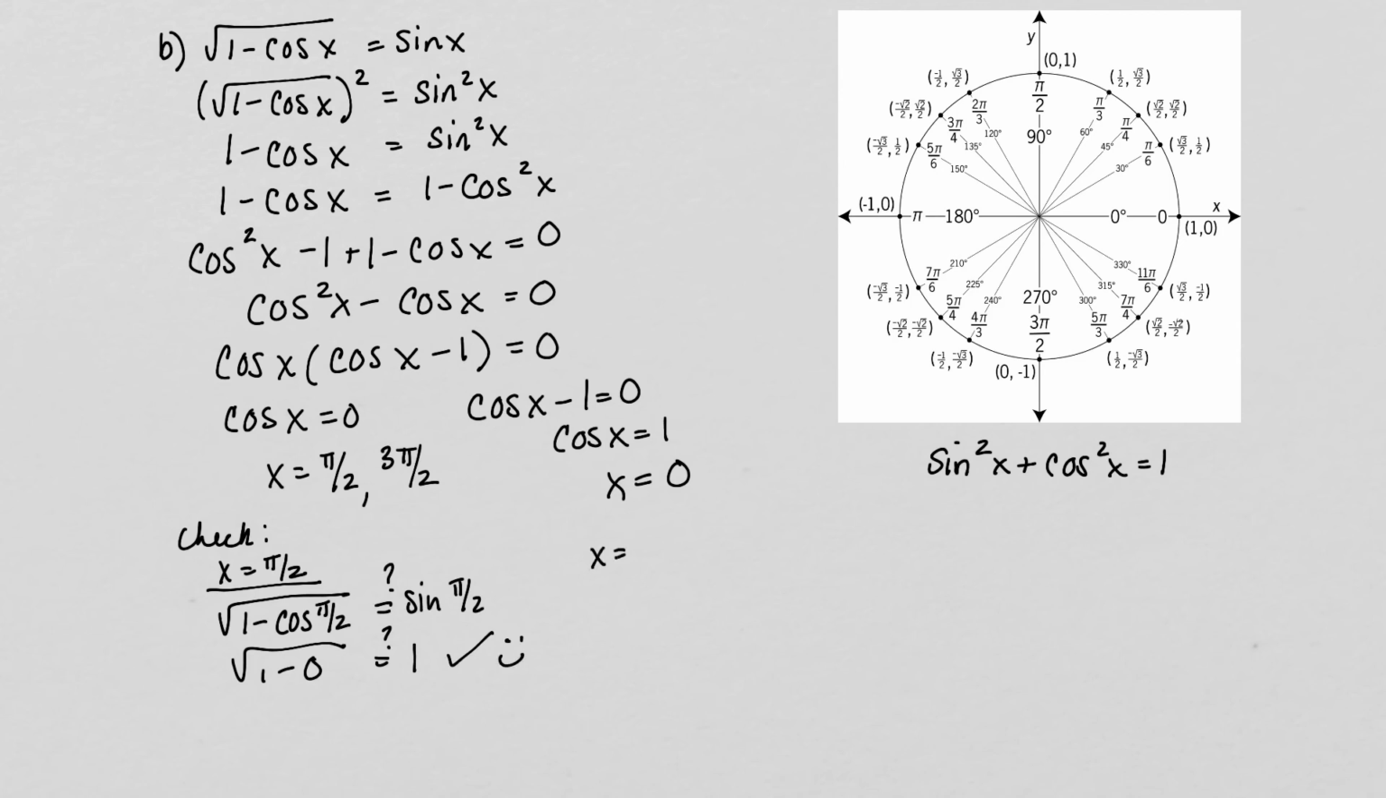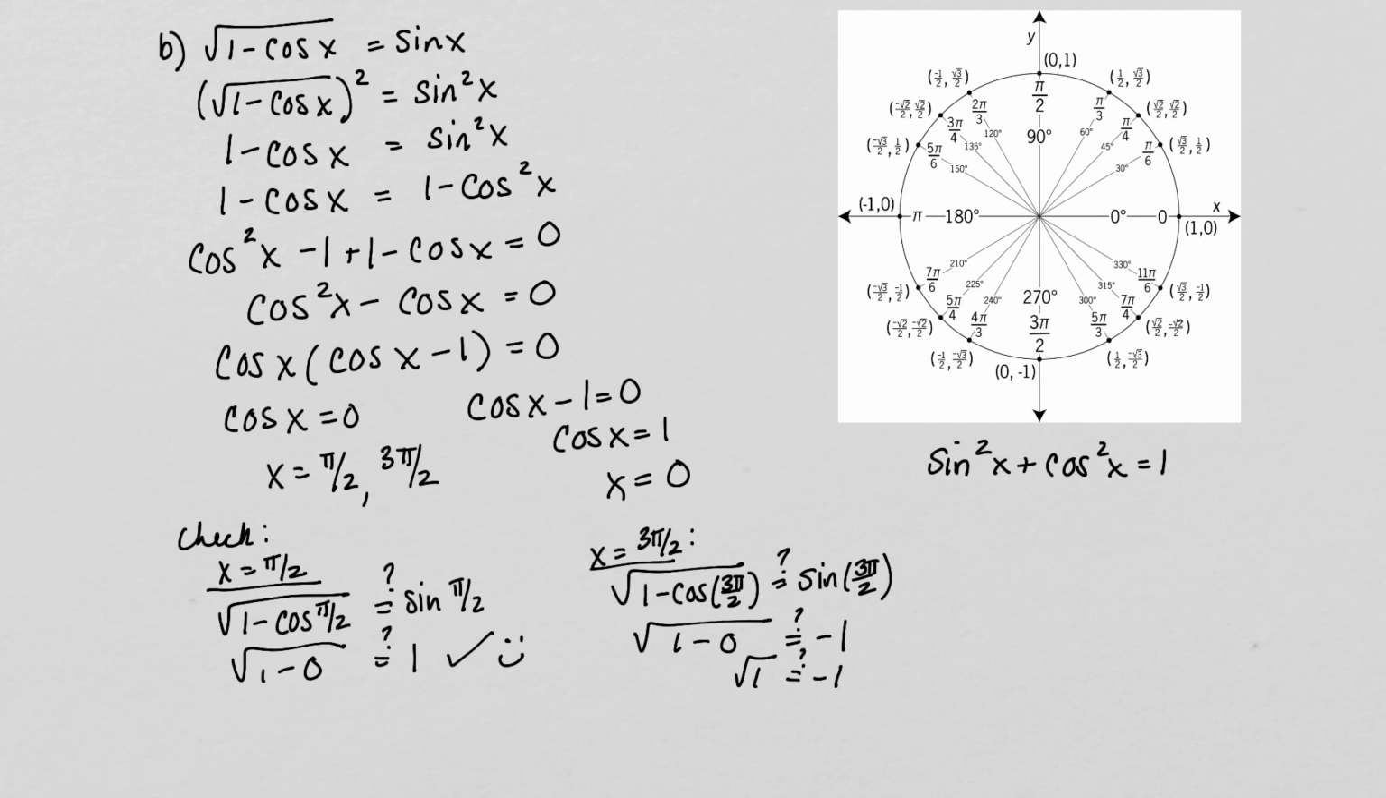So the next one we'll check will be 3 pi over 2. So we're looking at the square root of 1 minus the cosine of 3 pi over 2. And is that actually equal to the sine of 3 pi over 2? So this is going to be the square root of 1 minus the cosine of 3 pi over 2, which is 0. Is that going to end up being equal to negative 1? So is the square root of 1 equal to negative 1? No, because this is a positive 1, this is a negative 1, so they're not equal. So 3 pi over 2 does not work as an answer.